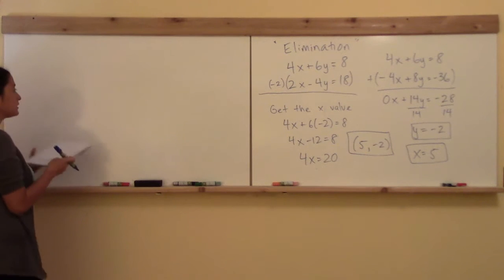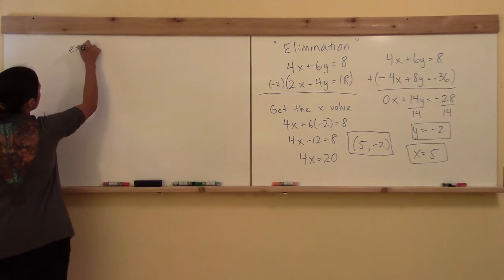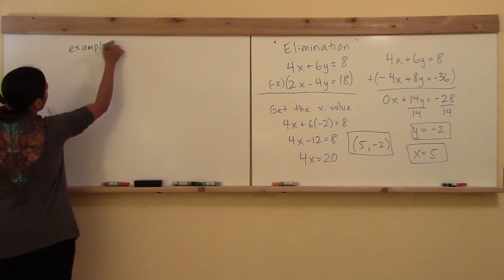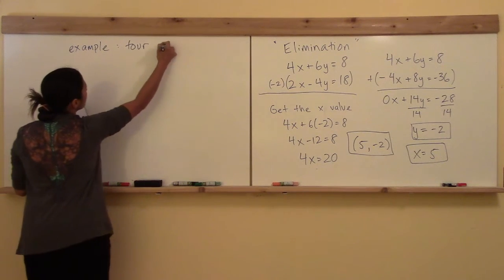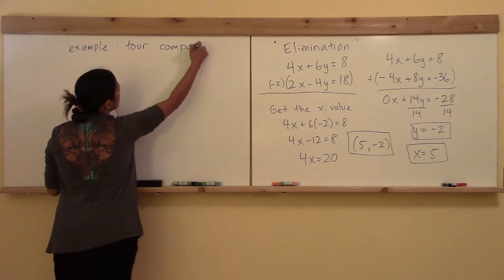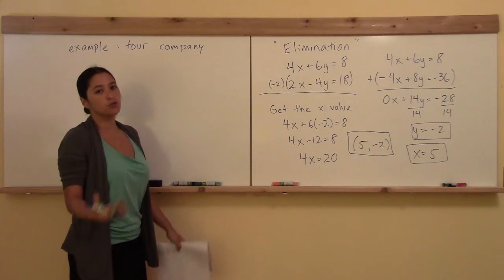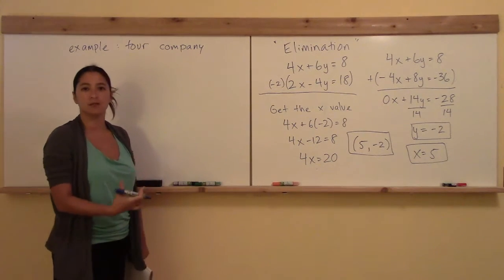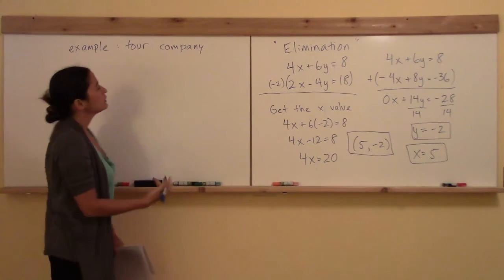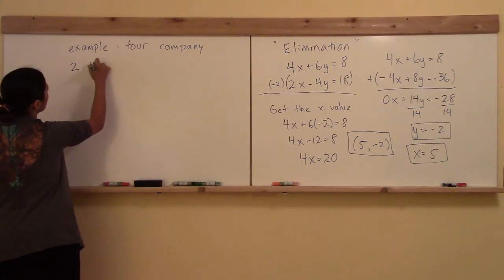Okay, so maybe this would help us with a business example here. Let's say that we're running a tour company. And in our tour company, let's say we have two choices. Right now we're working with a system with two equations, two unknowns. So let's say that we have two tour types.